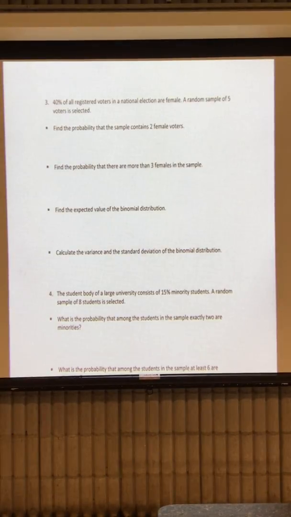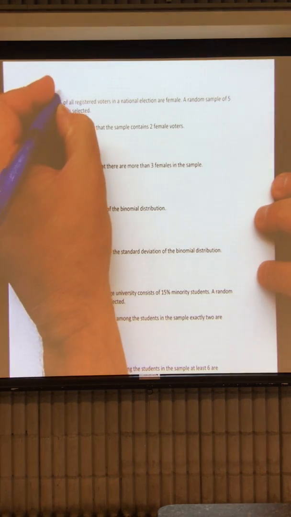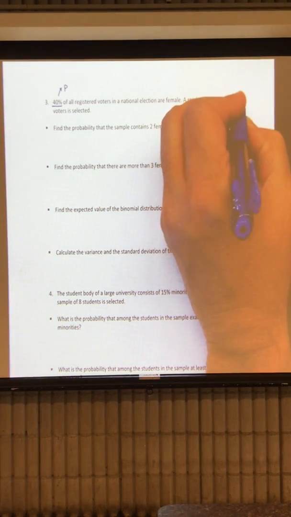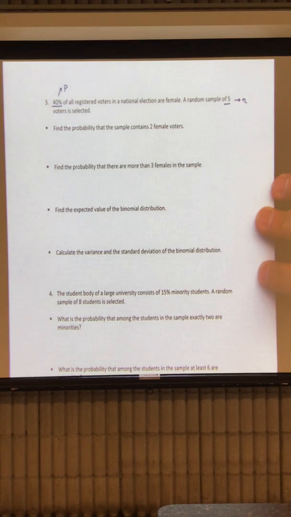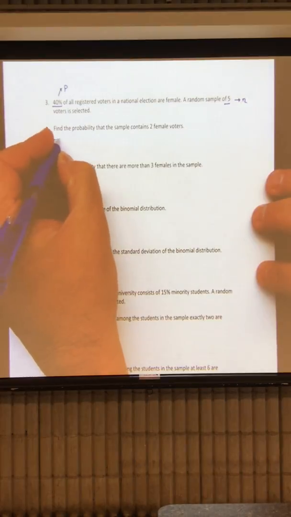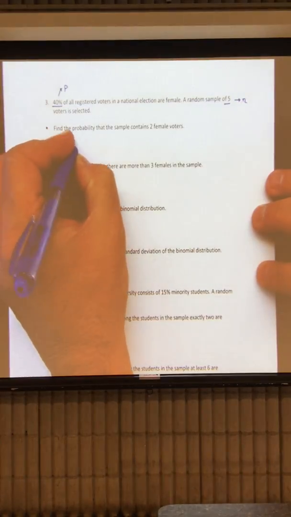We continue now with problems 3 and 4 for the binomial distribution. Problem number 3, this is the probability of success. This is the sample size, the n. As a result, find the probability that the sample contains 2 female voters. Probability x to be equal to 2.